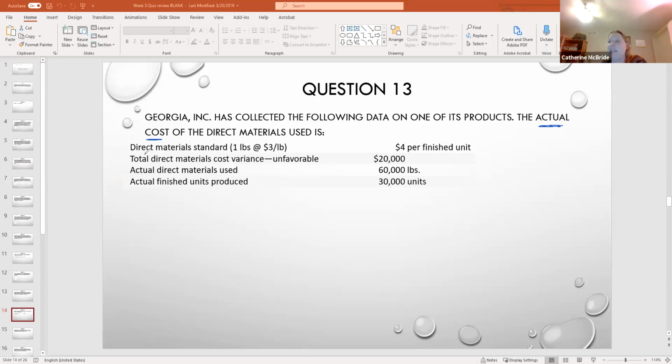What we're given is how much they use. So we use $4 per finished unit. That's our budget; that's what we plan to use because it says standard. We have a $20,000 unfavorable cost variance. And then they tell us actual use, which we actually don't need.